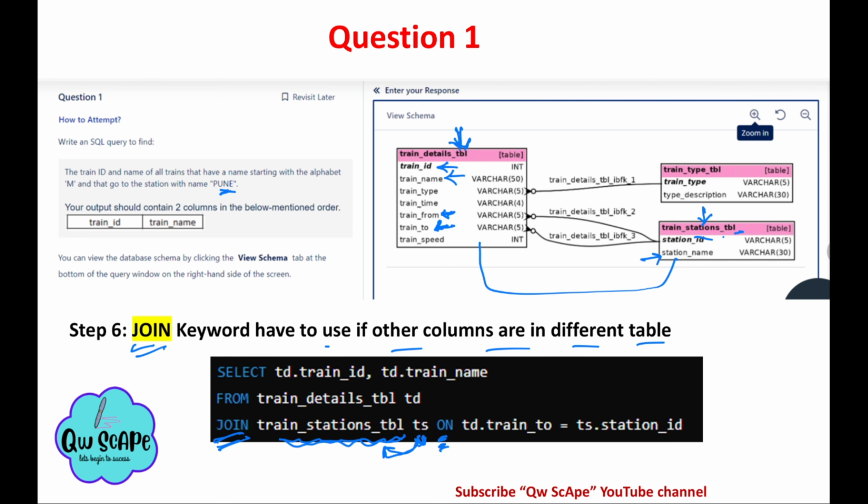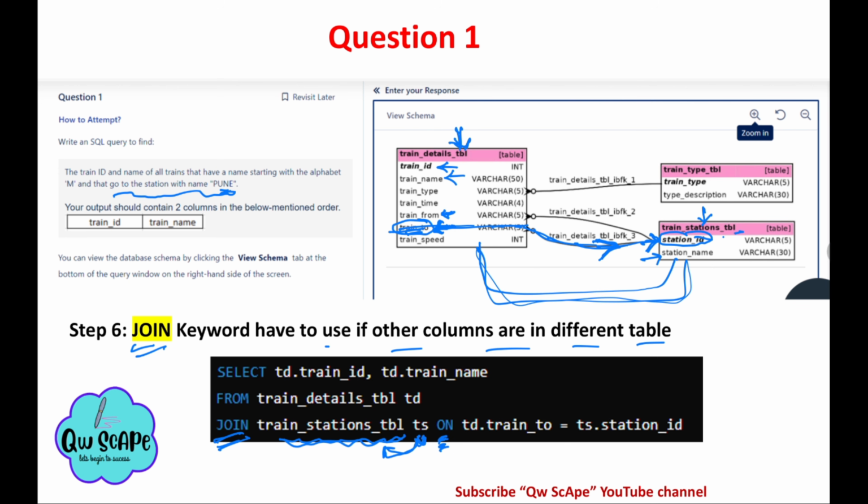I want train to from this table because I want to know which trains go to the station with name Pune. So train to will help me get the information on where the train is going. As you can see, this is the column name, and it's going to station id. So we have to join like that: this train to and that station id should be equal in these two tables. Then only will we join on that basis.